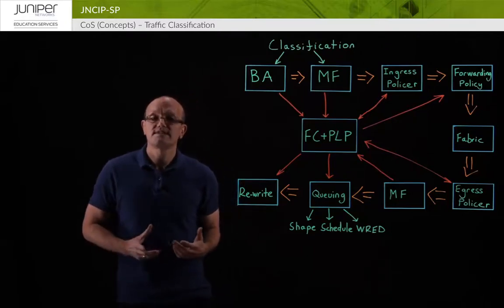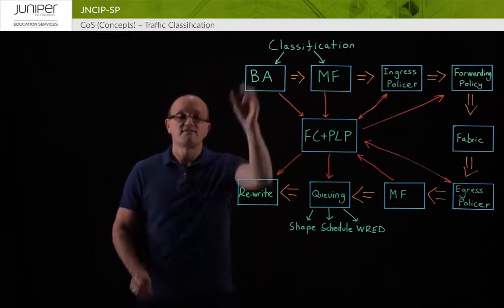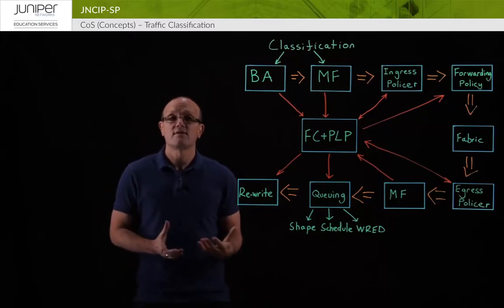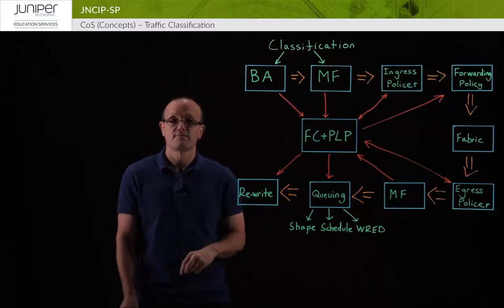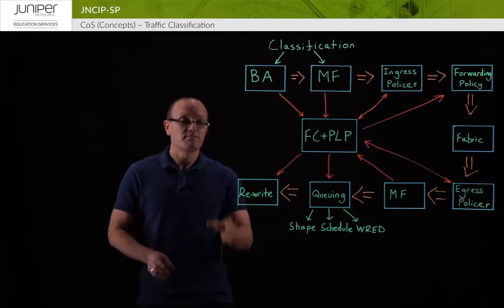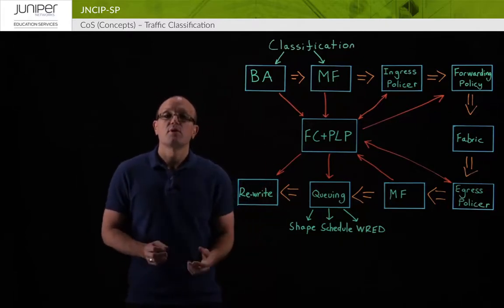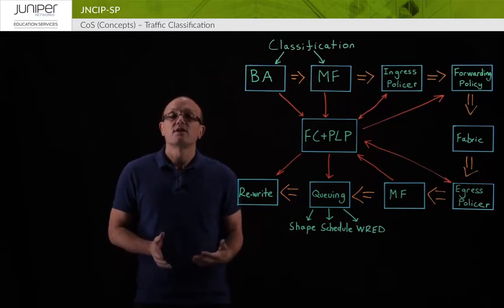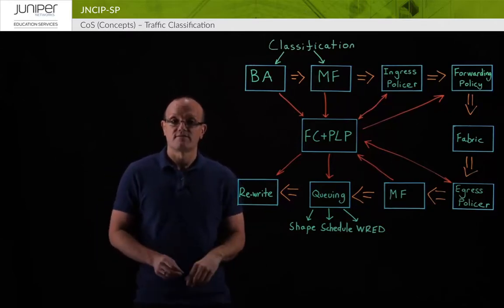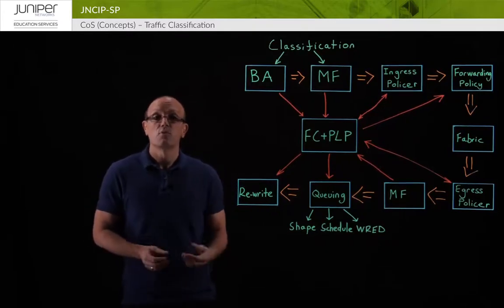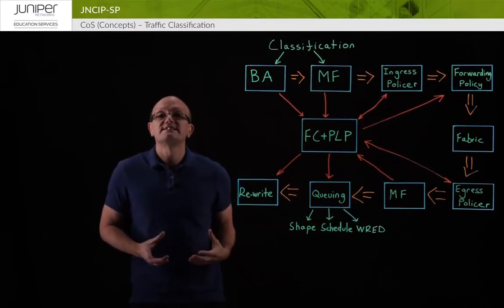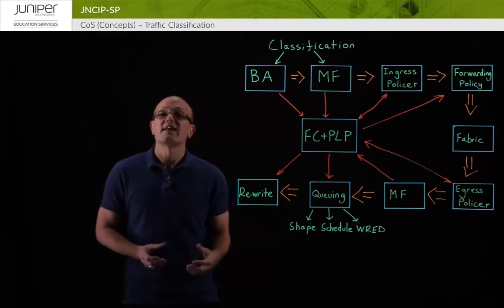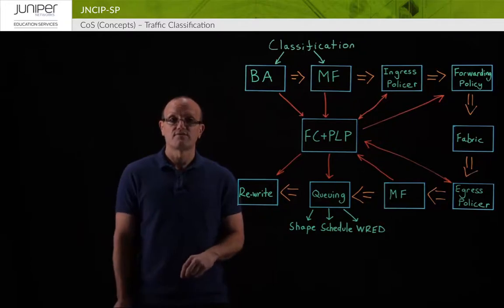What fields can we set that can be used by behavior aggregate classifiers? Well, the fields that we use vary depending on the packet, the frame type. If we were pushing Ethernet frames, we would use the 802.1p header that's included with VLAN tagging on Ethernet frames. And that could be one of 8 values. We could be setting the experimental bit in MPLS frames. And again, this could be one of 8 values.